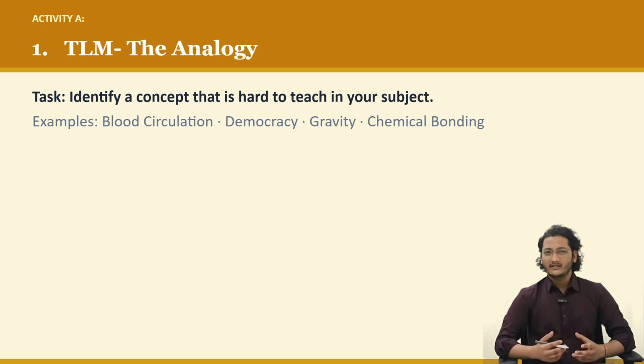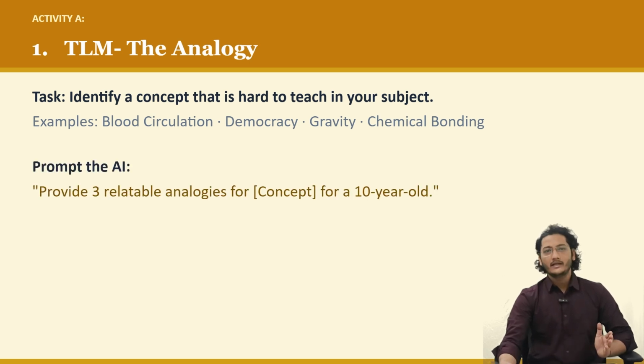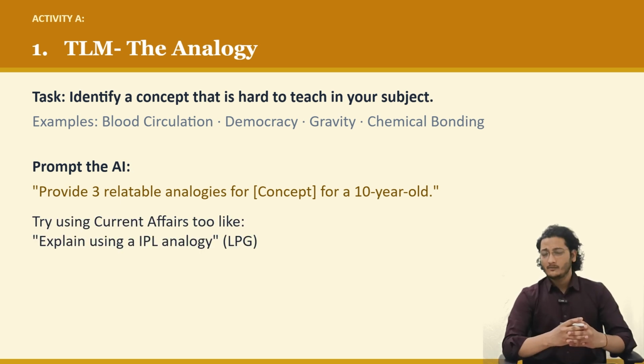So identify a difficult concept which is hard to teach in your subject domain. I have given some examples. Let's take blood circulation, democracy, or gravity, or chemical bonding, any topic. Now, if you think that this topic is difficult to teach, you can create an analogy. You can prompt, like, provide 3 relatable analogies for this concept for a 10-year-old. You can also give a more specific prompt like link this topic with current affairs.